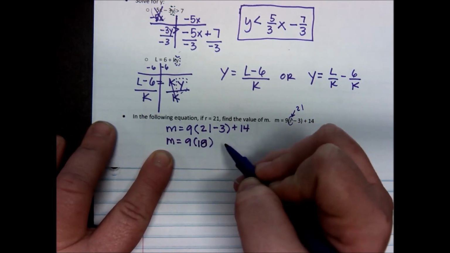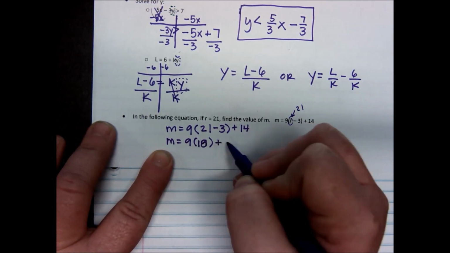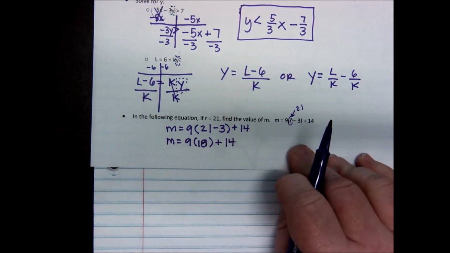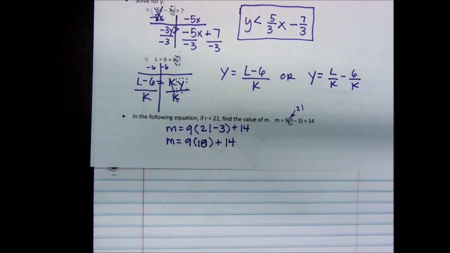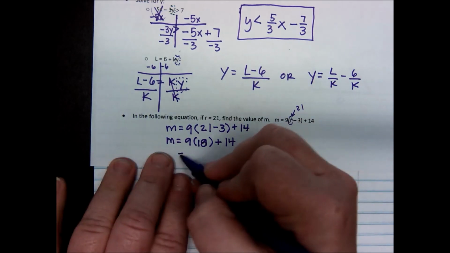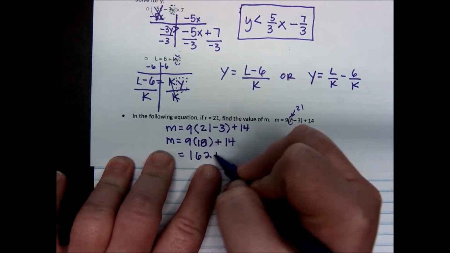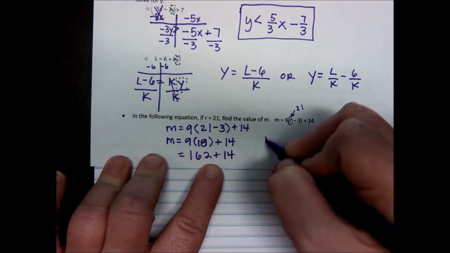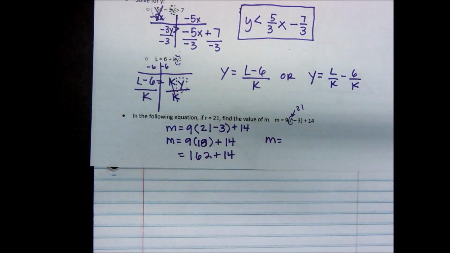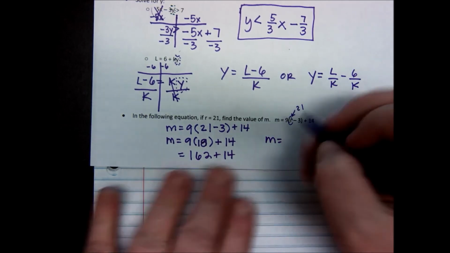18 plus 14. So then I need to multiply 9 times 18, which would give you 162, plus 14, and that means m is equal to 176.